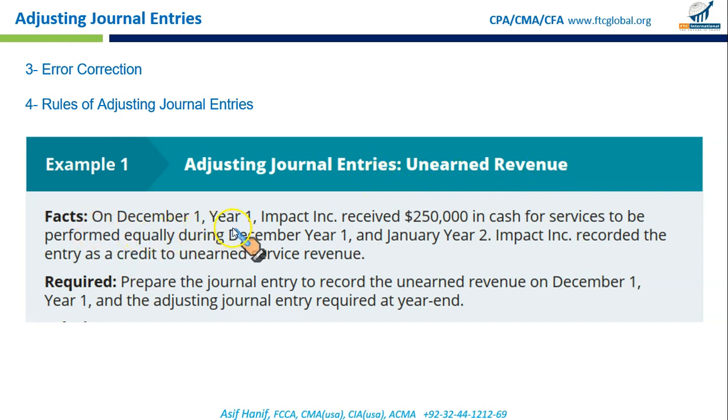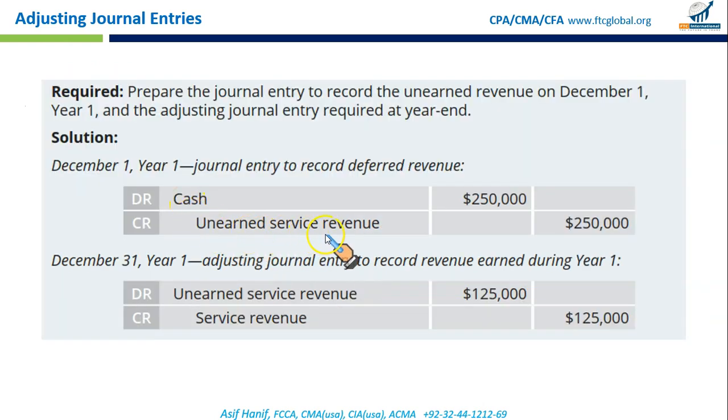On December 1st, year 1, Impact received $250,000 in cash for services to be performed equally during December year 1 and January year 2. Impact Incorporated recorded the entry as a credit to unearned service revenue. Makes sense. That's right. So you debit cash, credit unearned service revenue. That's the entry.